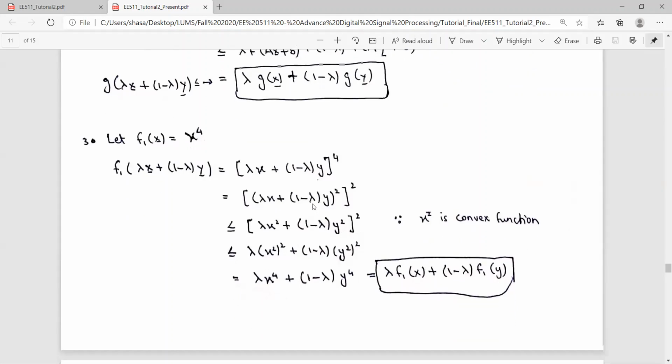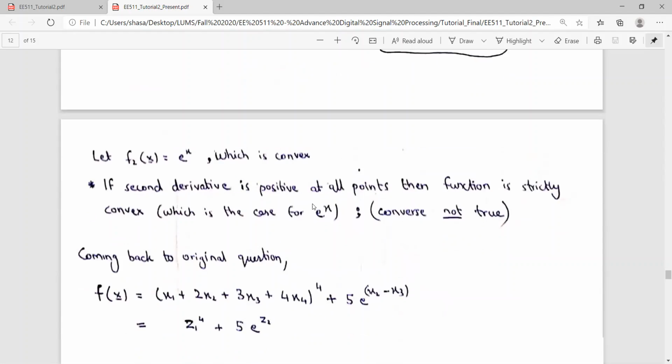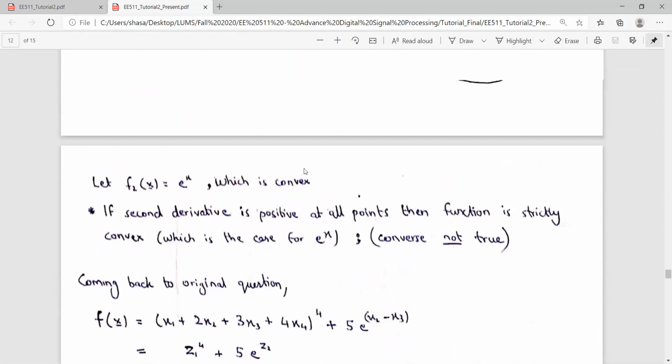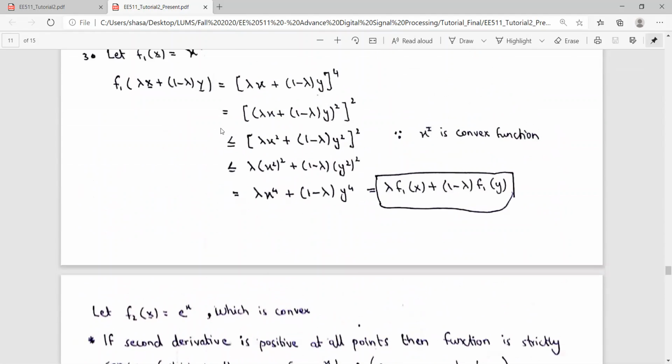Next I want to show that e power x is convex, and here I use a property: if the second derivative of a function is positive at all points, then the function is strictly convex. And strictly convex just means that this inequality is simply less than and not less than or equal to.